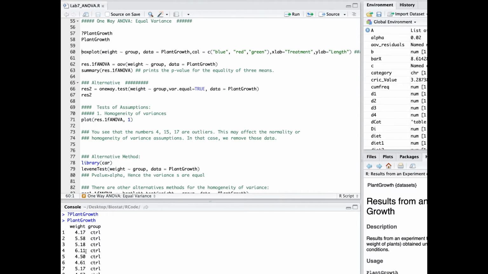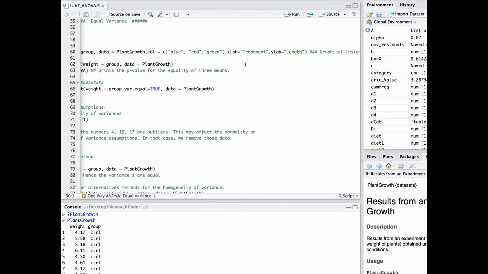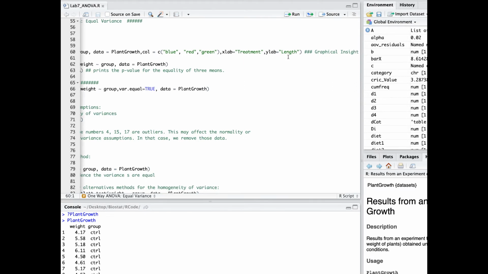So first of all, before we do the ANOVA analysis, let's do the box plot and see whether their sample means are equal or not. What I did here is a box plot of weight versus the group. It will evaluate the box plot of the weights of the control group, treatment one group, and treatment two group. The data is PlantGrowth, and I am giving blue, red, and green colors to those boxes, and writing the X label and the Y label.